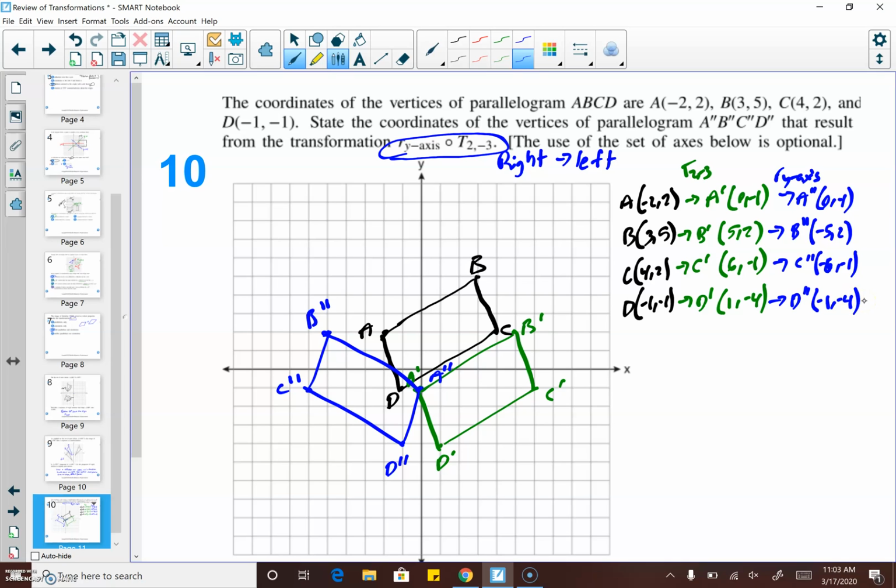So remember, when you have that composition symbol, you want to make sure that you are working from right to left. So we did the translation first and the reflection second.